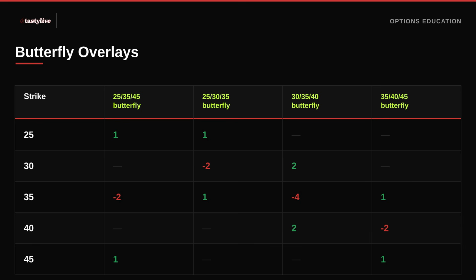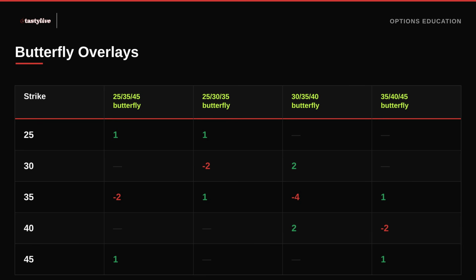I just picked some strikes, 25, 30, 35, 40, 45, just to make it clear and simple. What I'm showing you in the far left-hand column here is a 25, 35, 45 butterfly. Calls and puts, it does not matter. Calls or puts, it doesn't matter, okay? So buying one of the 25, let's call them puts, 25 puts, selling two of the 35 puts, and buying one of the 45 puts.